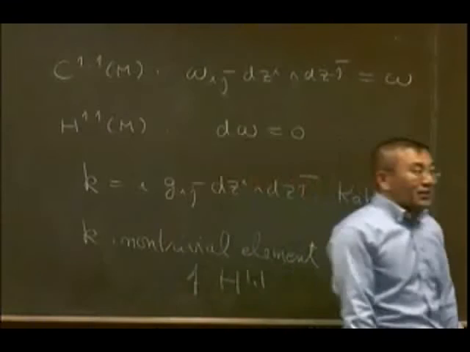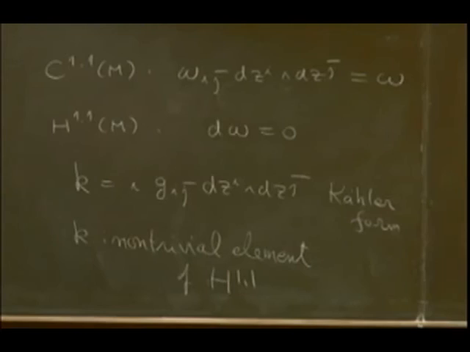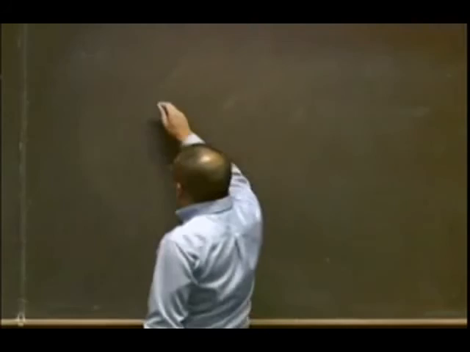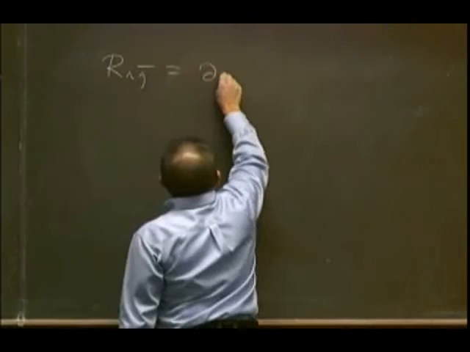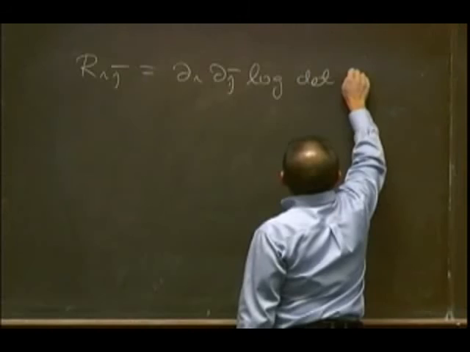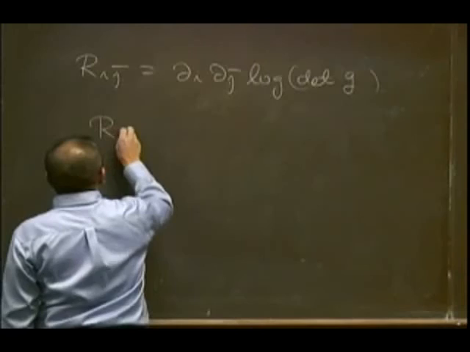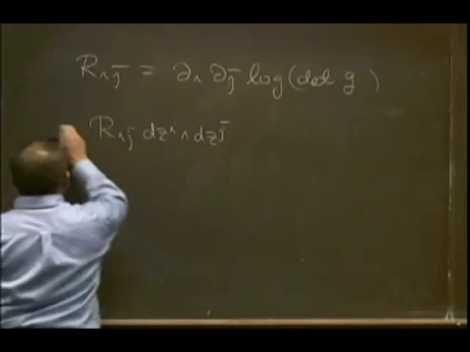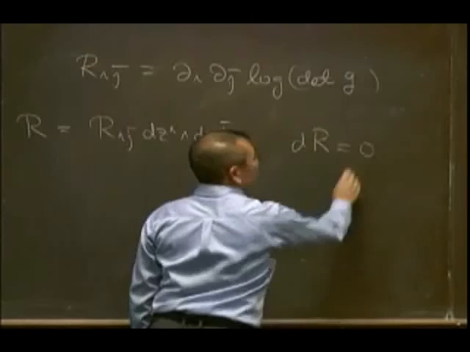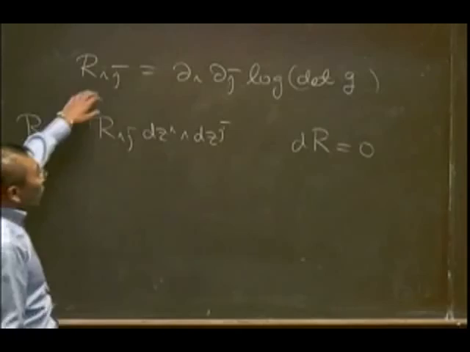But there can be other interesting elements. So I can give you another example. In one of these questions, I asked you to prove that if M is Kahler, then the Ricci curvature can be written as del_i del_j bar of log of the determinant of the metric. So that means that we can utilize this structure to say that R_{i j bar} dz^i dz^{j bar} is again closed.